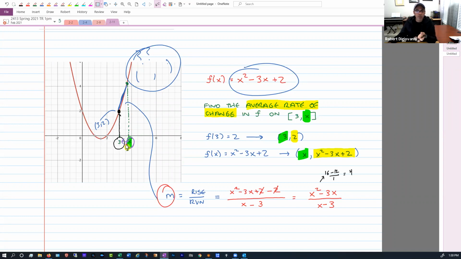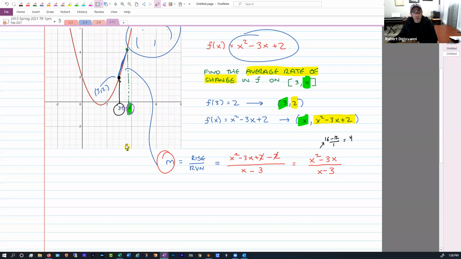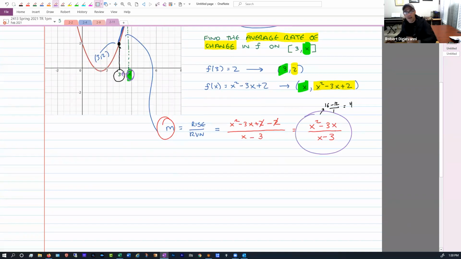Now, what have we learned in this class? If we ever want to let something get close to something, what do we use? A limit. So why don't we do that? This is the master formula that we just came up with for this particular problem. Why don't we take the limit now and let x approach 3 of that expression.